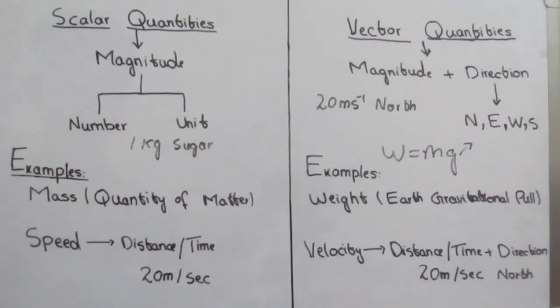So 20 meter per second, we don't know the direction, this is a scalar. And in velocity, 20 meter per second north, we know the direction, so this is a vector quantity.